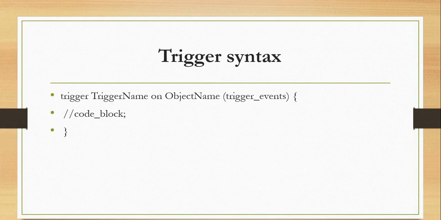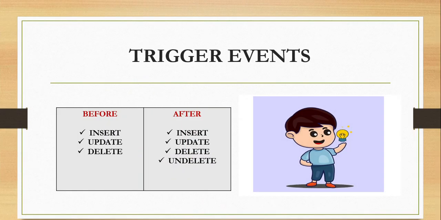Here the trigger syntax is: trigger name, on which object you have to perform, and trigger events like this. You have to insert a record in before, or you have to insert a record in after. You have to insert or update a record in before, you have to update a record in after, you have to delete a record in before, you have to delete a record in after, or undelete a record in after.